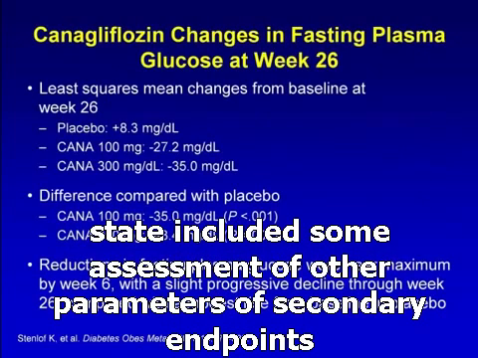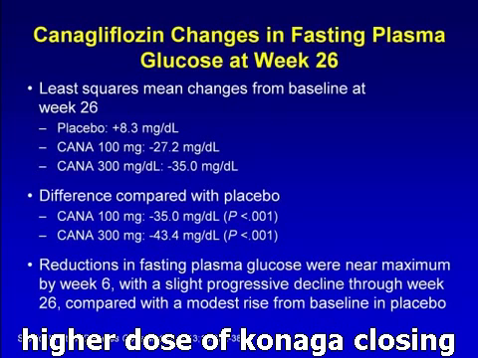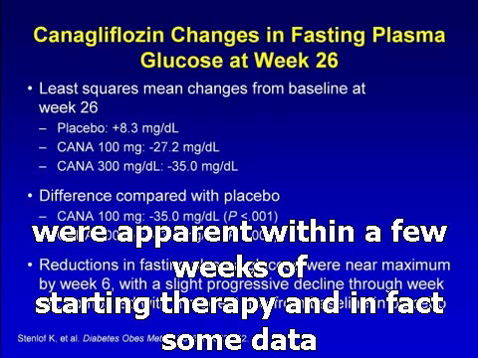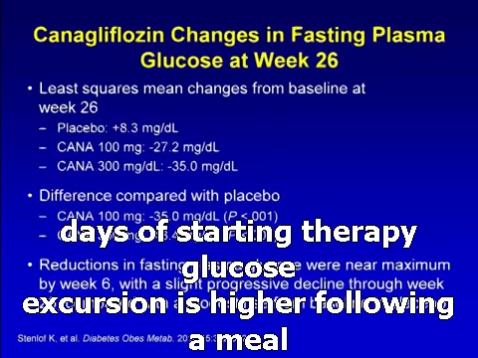Now, these studies included some assessment of other parameters as secondary endpoints, including fasting glucose, which fell about 35 milligrams per deciliter at the higher dose of canagliflozin, with a difference from placebo of about 43. These differences and reductions were apparent within a few weeks of starting therapy. And in fact, there's some data to show that glycosuria starts almost immediately, within a few days of starting therapy.